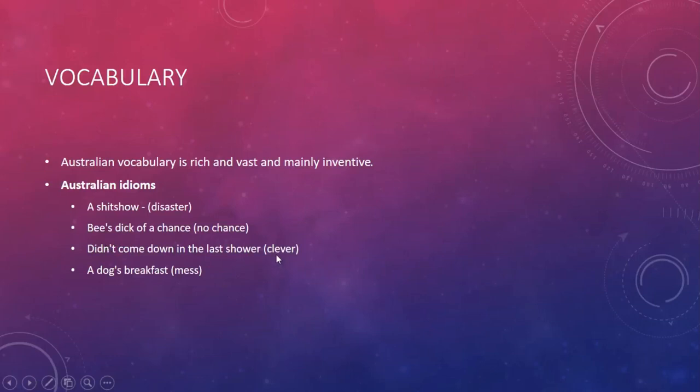Then, to say that someone is clever, an idiom is used: he didn't come down in the last shower. Wouldn't you say in Malayalam that someone didn't sprout up in yesterday's rain? That's the same thing. And instead of saying this is a mess, you say this is a dog's breakfast. So these are some Australian idioms that are used.